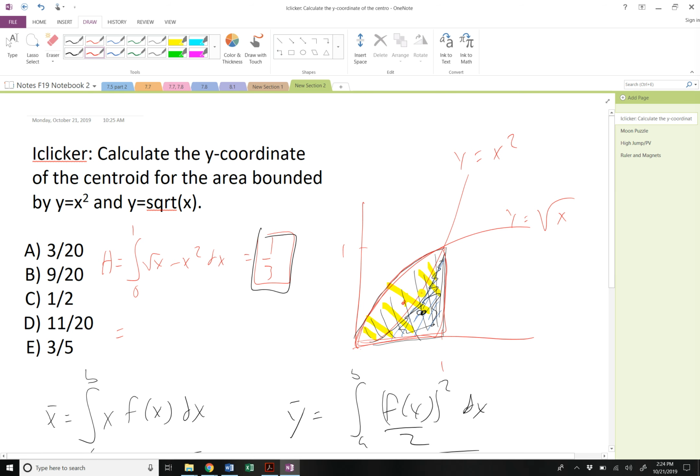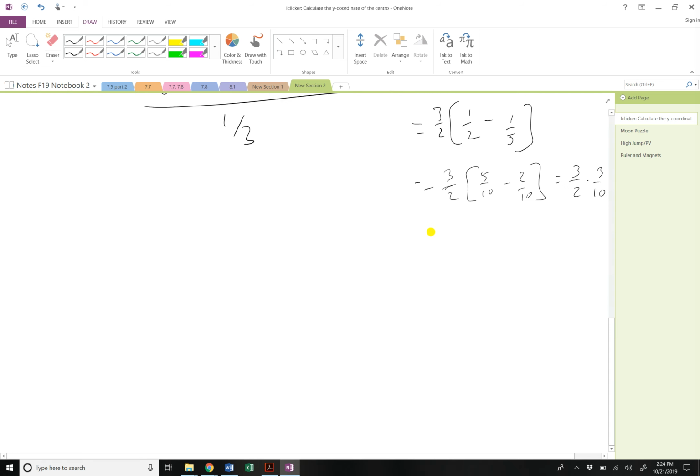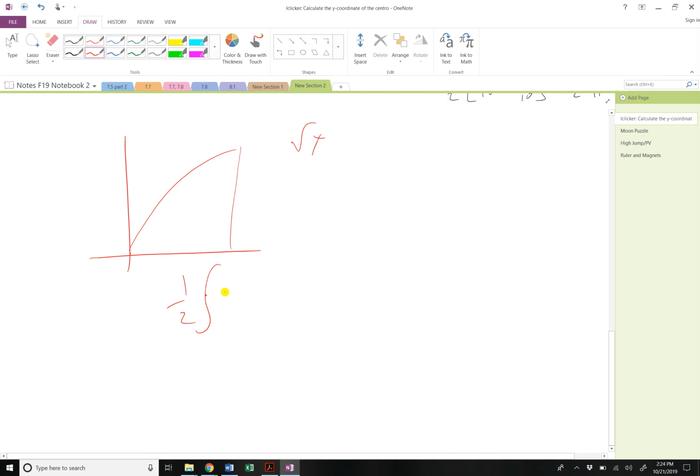you could find the centroid, and that is, let me draw it again down here. So this is square root of x, 1/2 the square root of x squared from 0 to 1 dx all over that area. So that's going to be the integral of the square root of x dx from 0 to 1. That's going to be the y bar of that part.